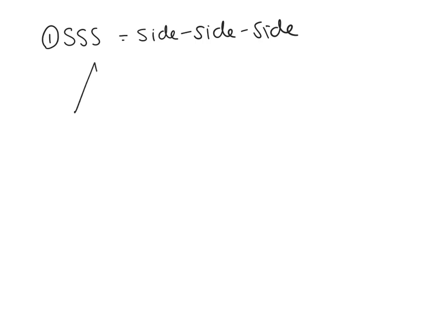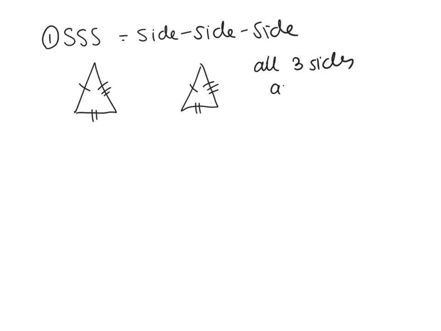So if I have two triangles over here, I can say they're congruent if all three sides are the same. So let's say that's 10, so that has to be 10. Let's say that's 15, that has to be 15, that's 20, that has to be 20. So they have to be the same.